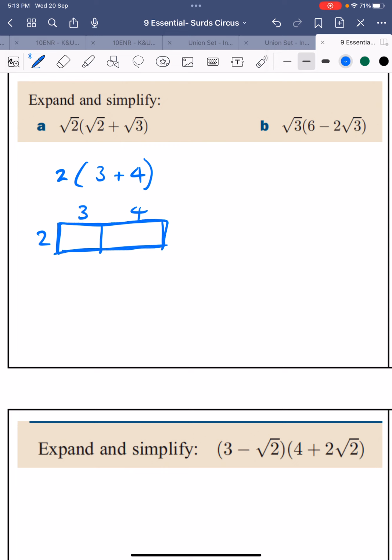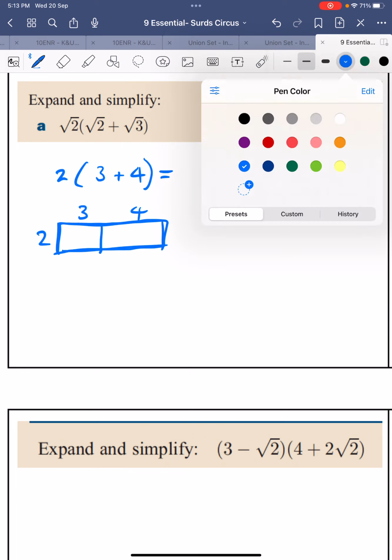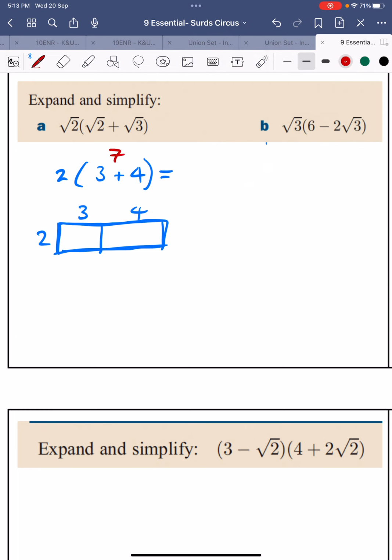And the idea is, of course, we know this is 2 times 7, so this is 2 times 7, which is 14. And of course, we can split up into 2 times 3, and then 2 times the 4. And in the grid, we've got 2 times 3 is 6, 2 times 4 is 8. And you can see that 8 plus 6 is 14. So the grid method works, and it kind of even works for when we have negatives in there.